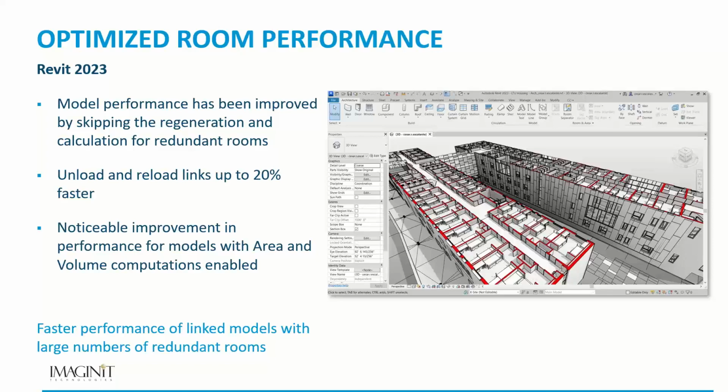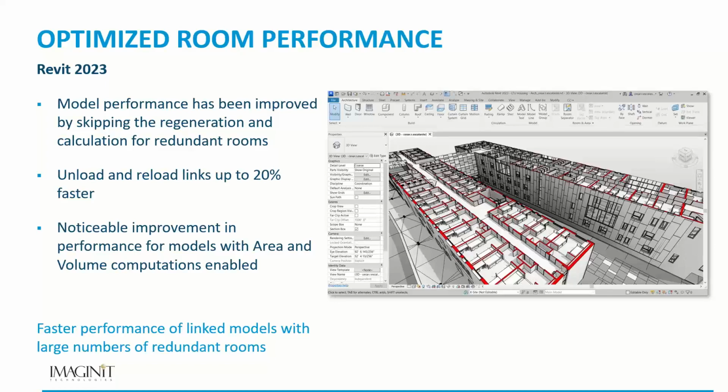Another thing that I actually like about this is that if you're working on a model that has the same rooms repeated, so hospitality, possibly hospitals, dorms, like I was mentioning before, even office buildings that have the same types of offices through them, Revit now skips the regeneration calculation for redundant rooms. So if it sees the same room, it doesn't calculate it each time. So this gives us greater performance in working inside our models.